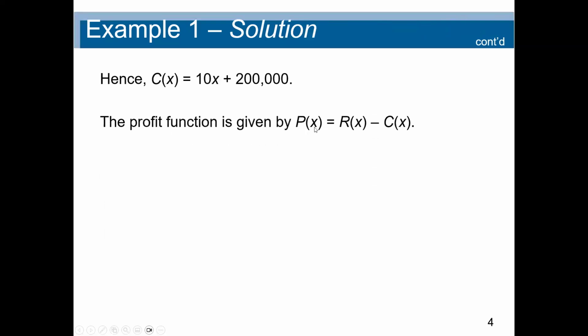So P at X equals R at X minus C at X. And that will give us 50X minus (10X plus 200,000), where that is the total cost function. So in the final we get 40X minus 200,000.